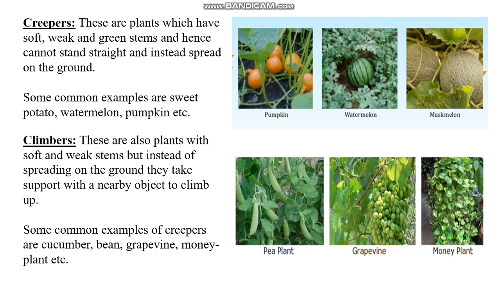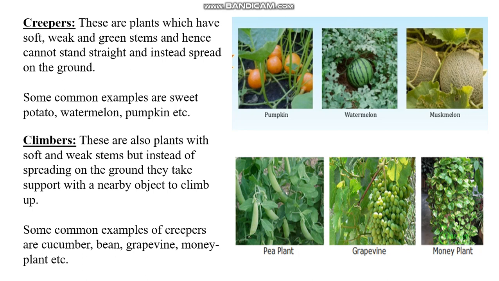Next we will see creepers and climbers. Creepers are plants which have a soft, weak and green stem and hence cannot stand straight. Instead, they spread on the ground. Some examples are sweet potato, watermelon, pumpkin, muskmelon, etc.